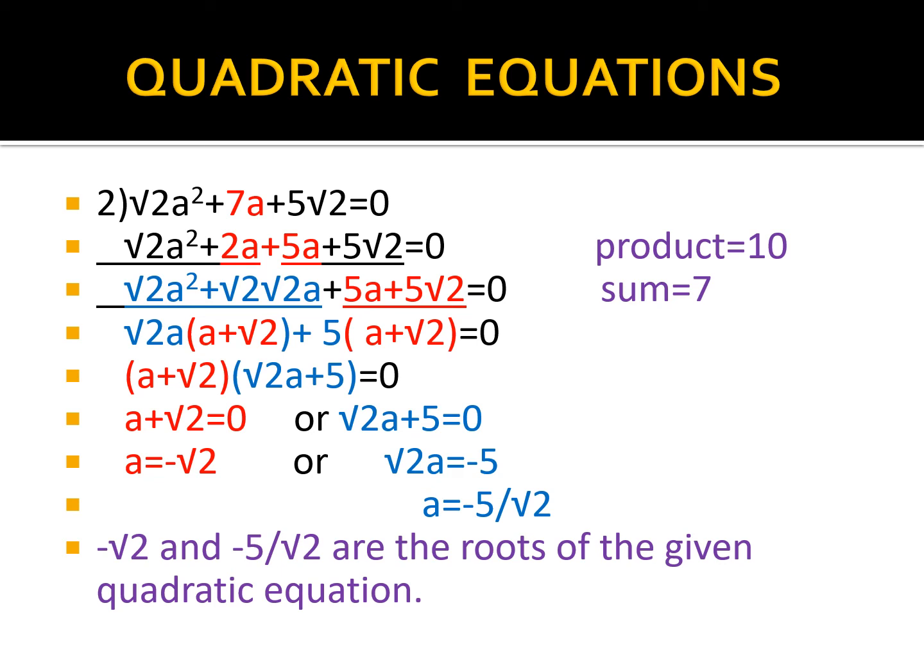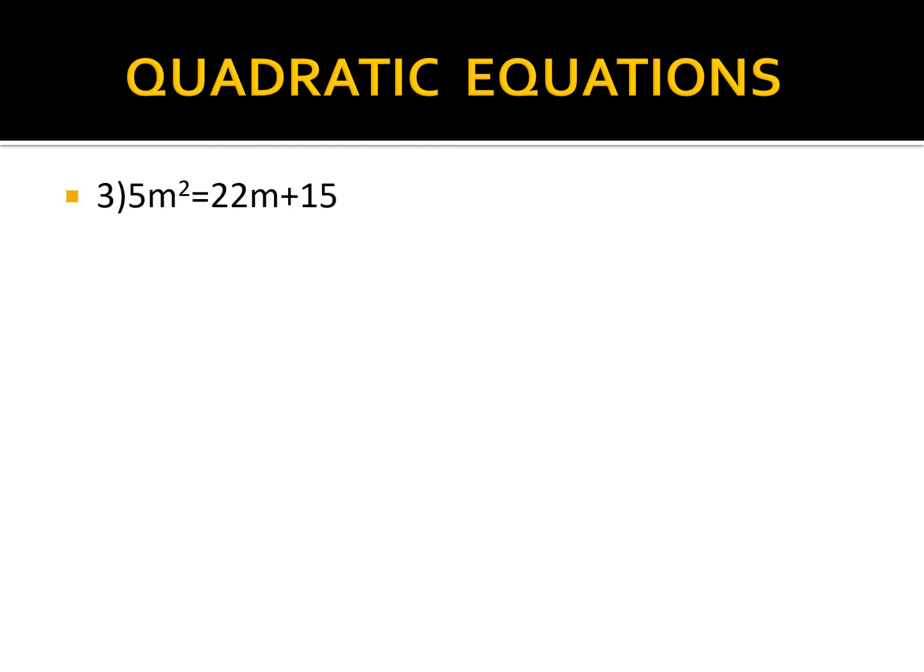Let us take one more example. 5m square is equal to 22m plus 15. We bring all the terms to one side. So we get 5m square minus 22m minus 15. So here the product should be 5 into minus 15, that is minus 75. And the sum of the two terms must be minus 22.